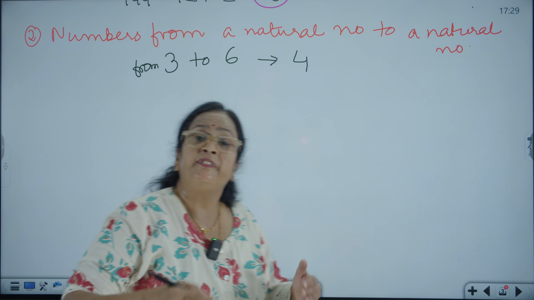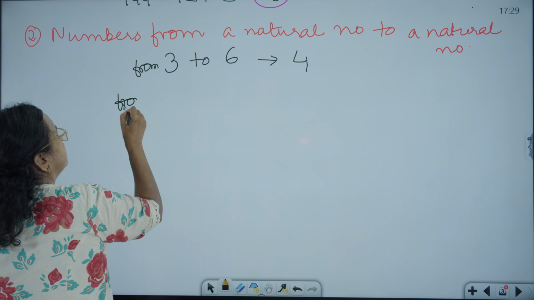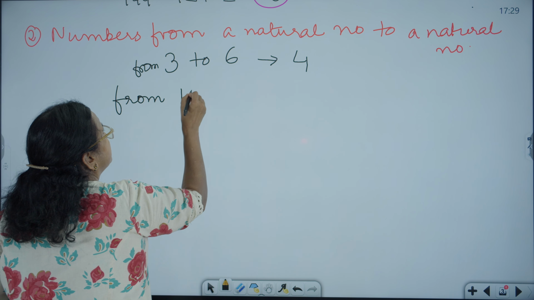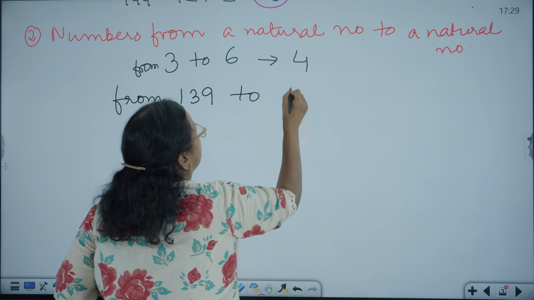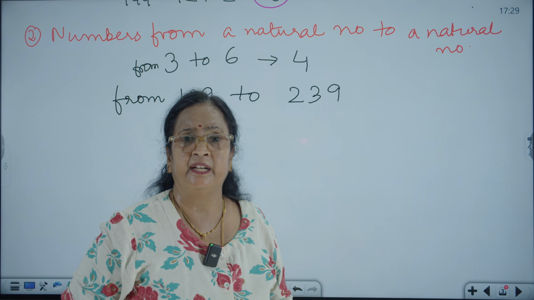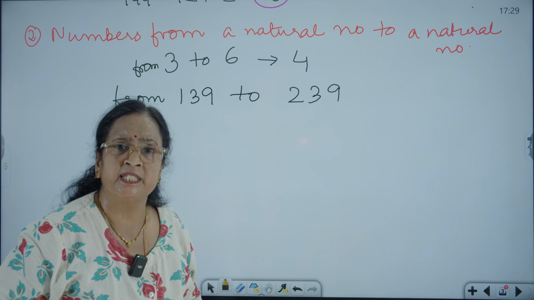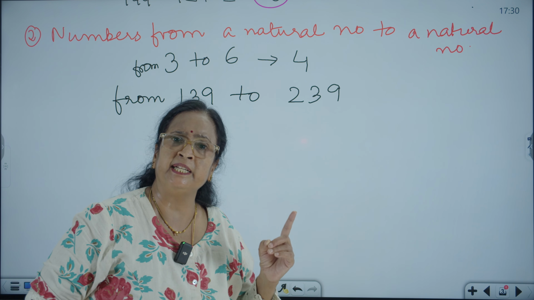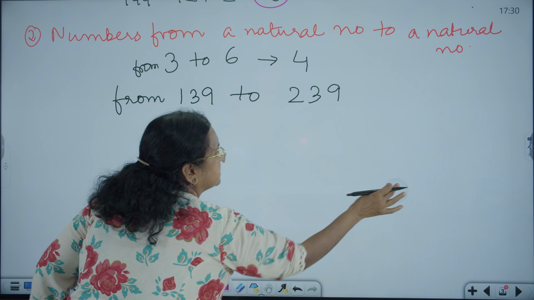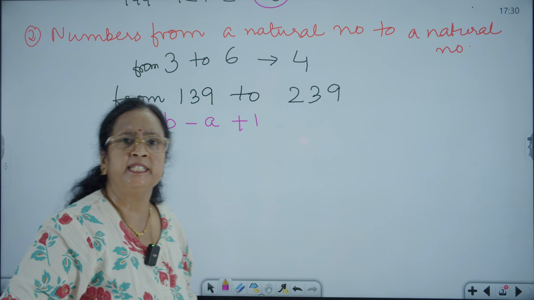But if they are large numbers, suppose I write from 139 to 239. How many numbers are there? These are larger numbers. You can't sit and count, isn't it? So, let me give you a formula for this. There it was b minus a minus 1. Here the formula is b minus a plus 1. The only thing that has changed is plus 1.